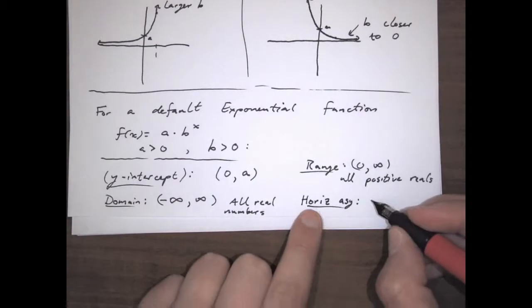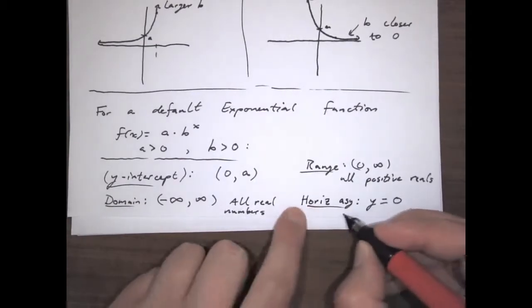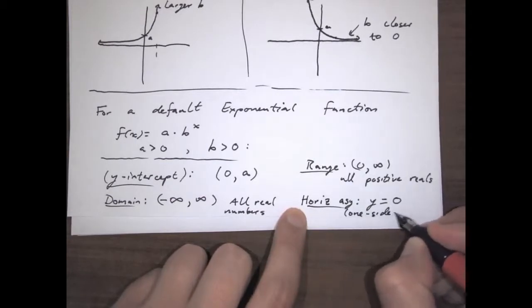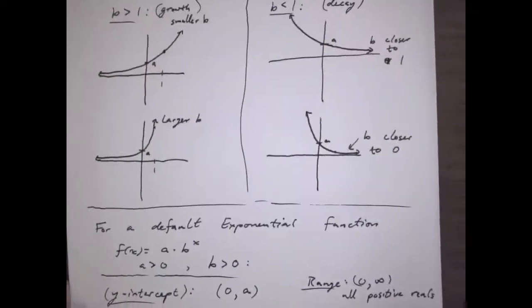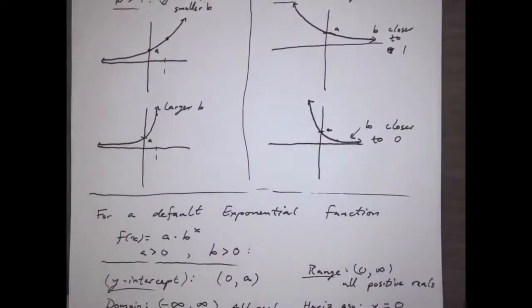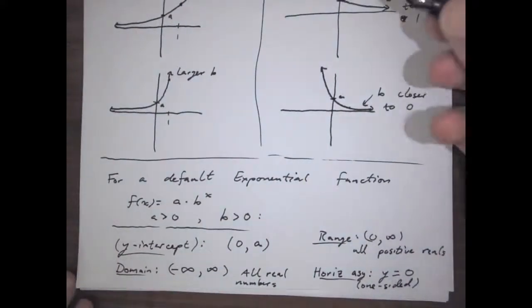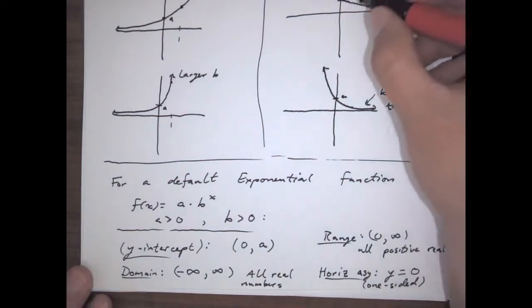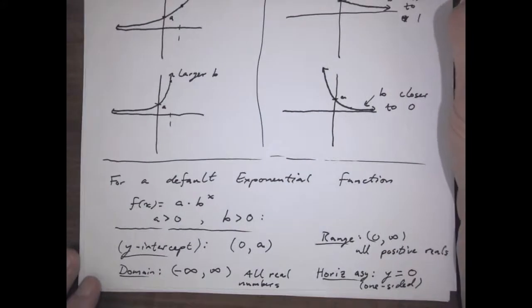And that horizontal asymptote is always going to be at y equals 0, and it's always going to only be one-sided. Which side it will be depends on whether we're talking about growth or decay. In the case of growth, it approaches that asymptote as we go to the left, so as x goes to negative infinity. If we're talking about decay, it approaches it as we go to the right, in other words, as x goes to positive infinity.